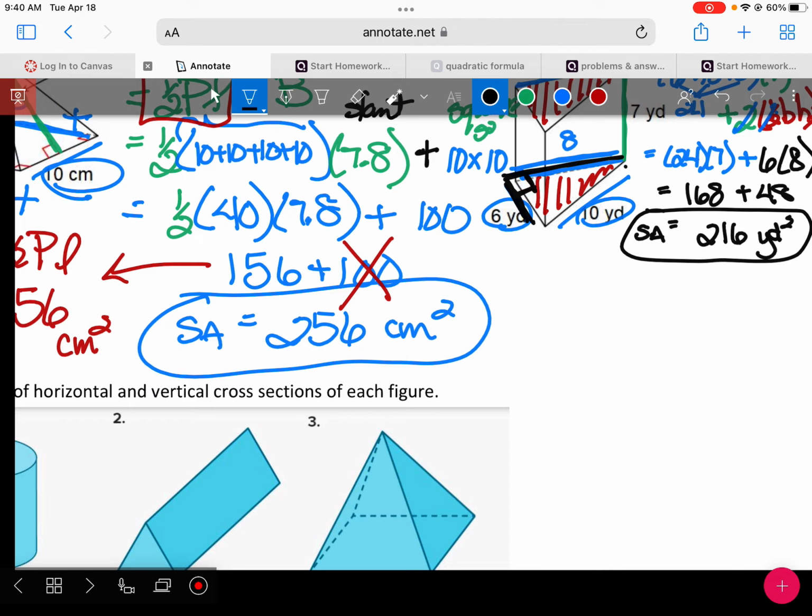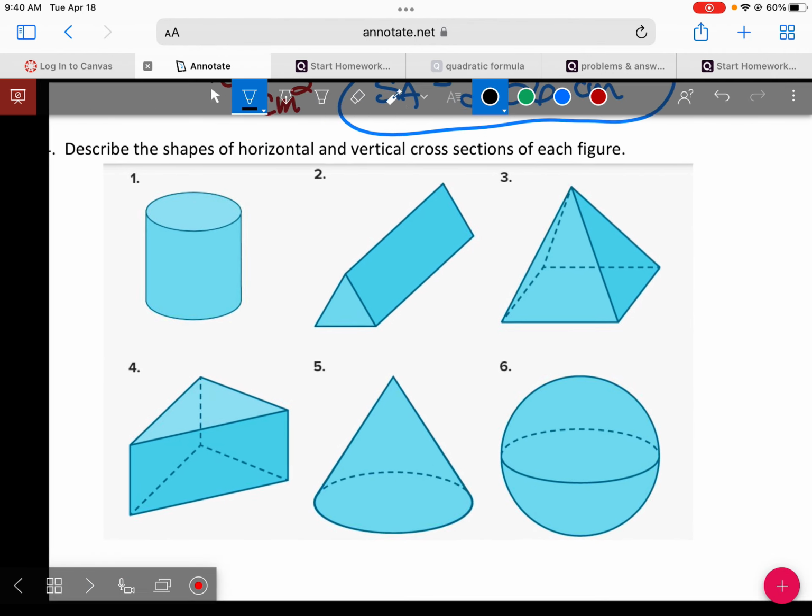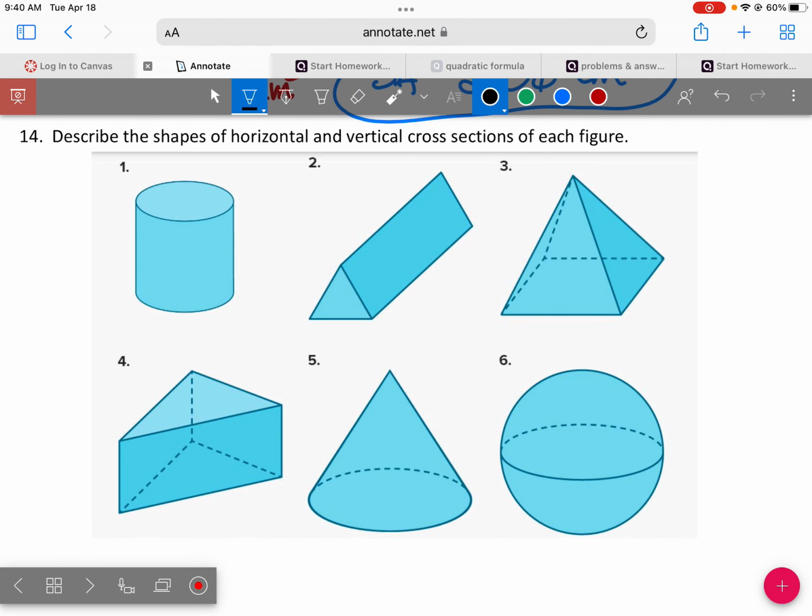All right, let's go now to problem 14. Cross sections. I'm going to do just a couple of these. So let's take a look at number 1 under 14. As I look at this cylinder, if I cut through this, what is going to be the shape of this cross section in the middle? What is that shape? If I slice it.